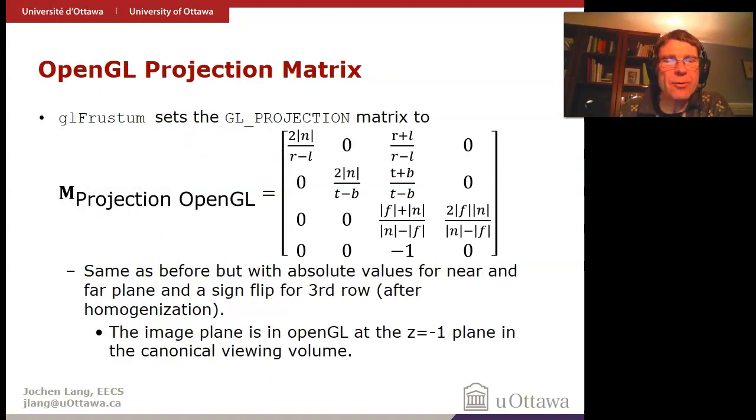And again, if we're looking at the documentation, we can also see directly what frustum does and what it sets the matrix to. So this is from the documentation. Again, you will notice down here -1, and this -1 is there to make sure that again the image plane shows up at z equals -1 afterwards in this cube at the origin and not at +1.